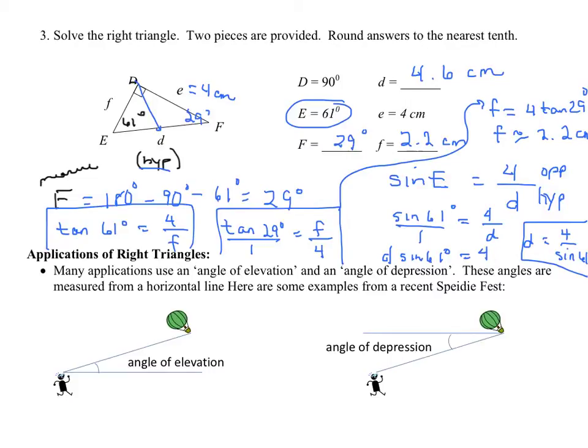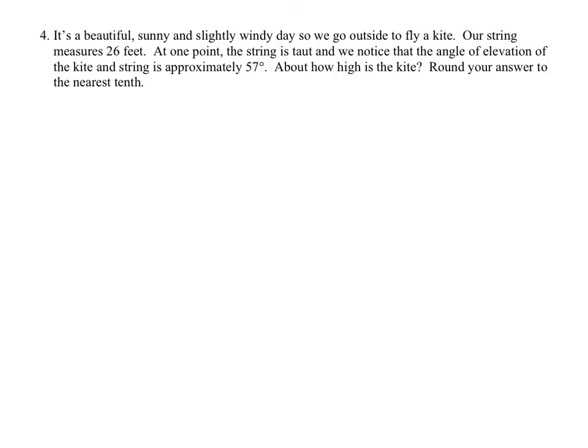Okay, now, many applications use an angle of elevation and an angle of depression, and here they are. They're always measured from your eye, looking out horizontally. Angle of elevation is when you look up at the balloon. Angle of depression is when you're looking down from the balloon, but the balloon guy's staring off into the horizon, nice and horizontal. So those angles are always measured with a horizontal line. Want to do the next thing? Yeah, let's solve some problems.